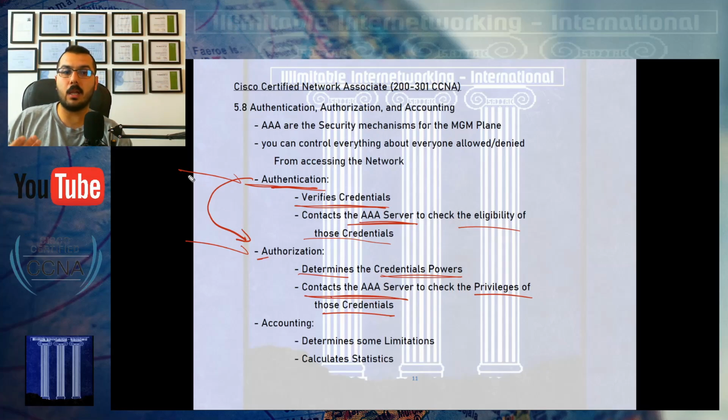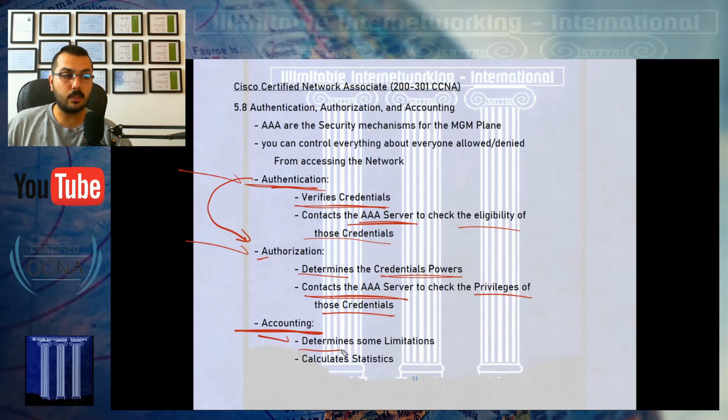The third A, step number 3, starts after the authentication and authorization happen. You see, they are related and they happen sequentially. First there is authentication. In case authentication succeeds, we jump to the authorization, and after authorization is confirmed, we will go to the third A, which is accounting. And accounting is all about two main things.